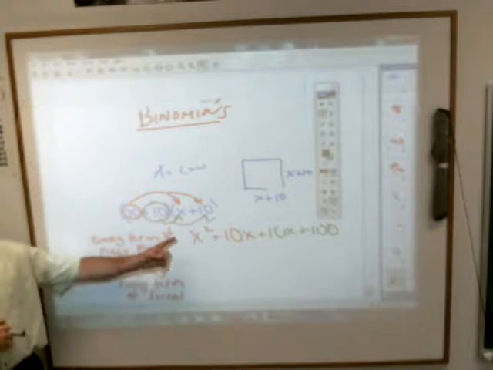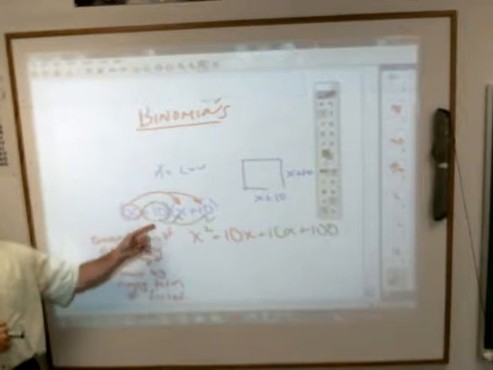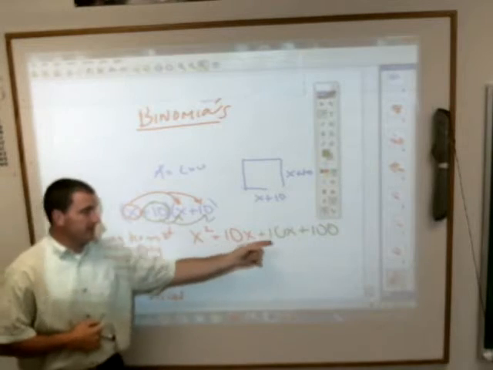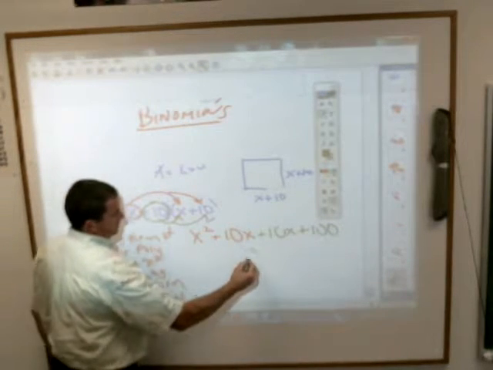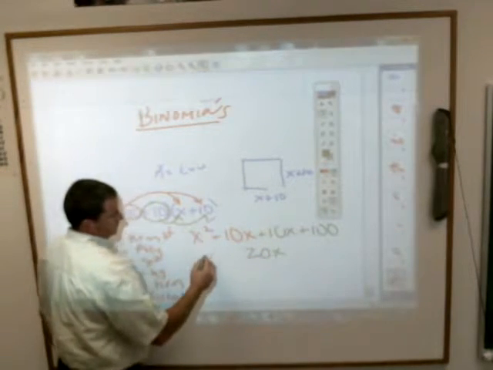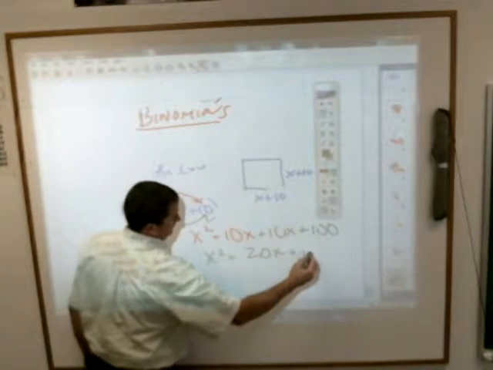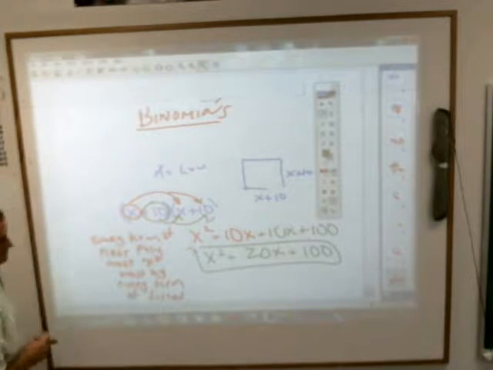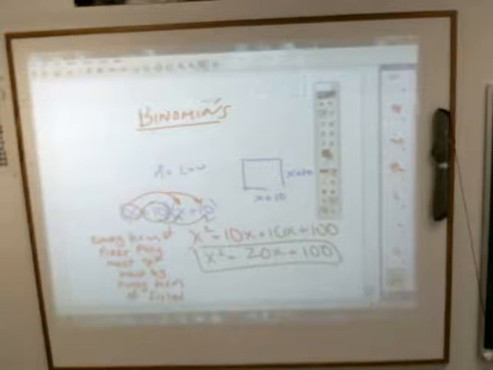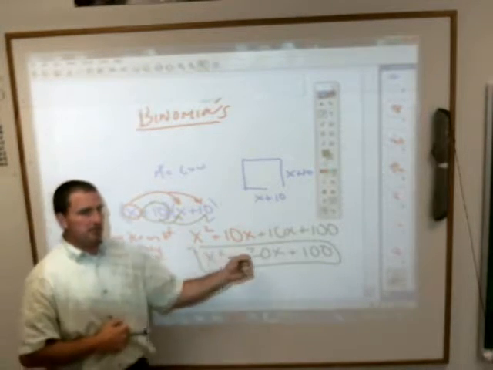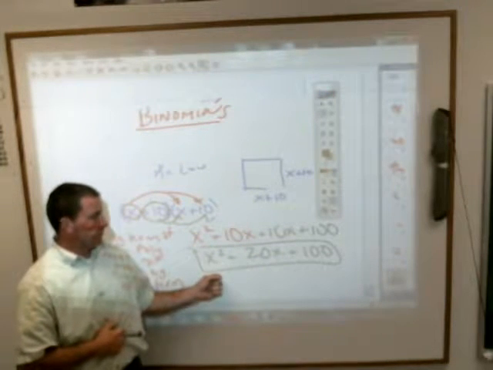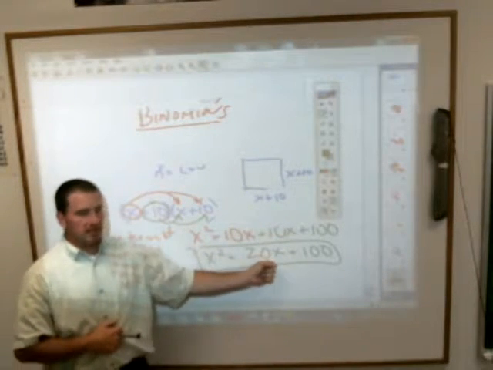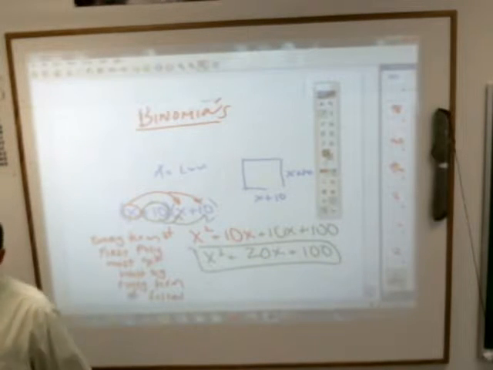This would be your answer, except in this case it can be simplified because you have a little like term action going on. 10x plus 10x is 20x. And that is where that answer comes from. Generally speaking, we write them in descending order from the highest exponent to the lowest one. So you want to put the x squared first, then the x, and then the one that doesn't have x.